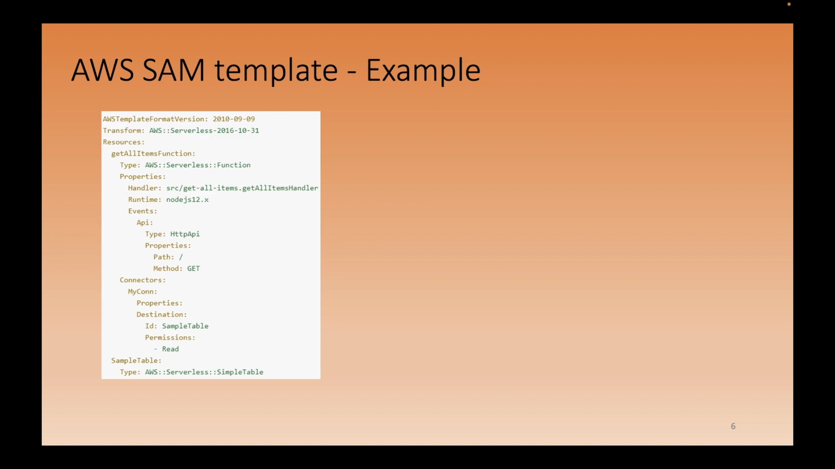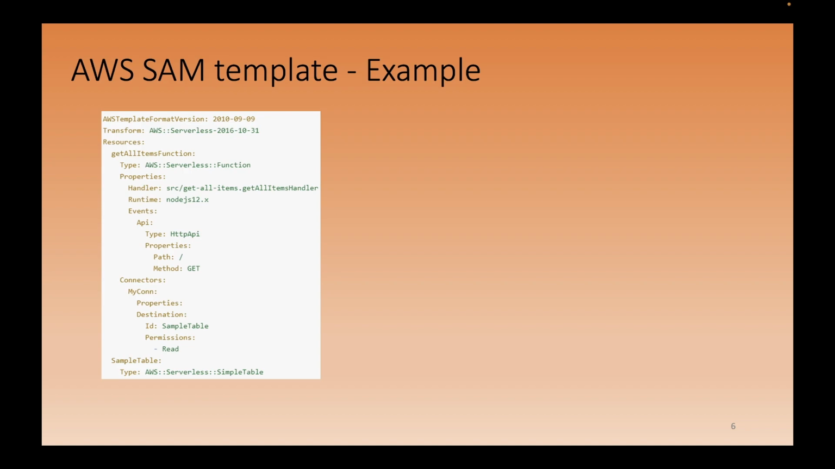Let's look at an example of an AWS SAM template. In this example, we are defining the version on the top, which is going to be the same across all the templates we will be writing. The second line is the transform, which tells the CloudFormation service that this template is not a CloudFormation template, this is a SAM template. Under resources, we will be defining all the resources that we want to create.